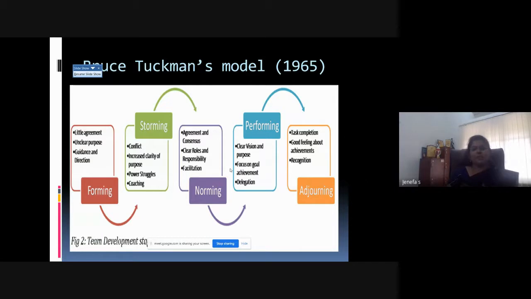And the third is norming. Norming is then the third level, a much better stage, right? There will be some agreement and consensus. Then they will come to consensus that I will be presenting. You can do this work. The assigning of roles will be there. Okay, so the clear roles and responsibilities will be there in this norming.